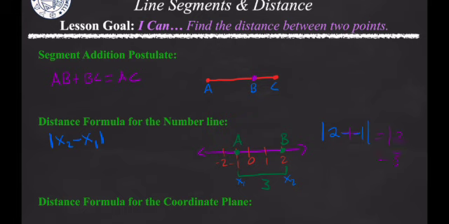By the way, if we did it the other way, if we did absolute value of -1 minus 2, that gives us absolute value of -3, which is, again, a distance of 3. Okay, so that is the distance formula if you have a number line. Okay, well, what if it's not a nice horizontal line? What if the line has a slope to it? What if it is diagonal?